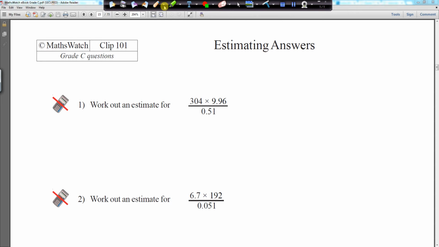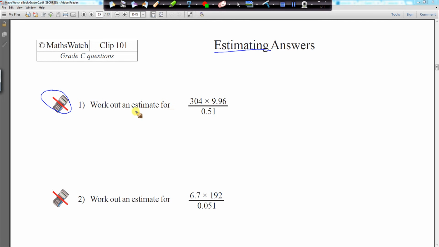Right, okay, now estimating answers is not another word for guesstimating. They're not supposed to guess answers. We need to use technique. Now, this is all non-calculator work, the non-calculator paper.